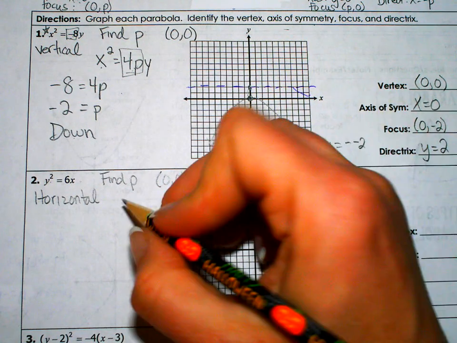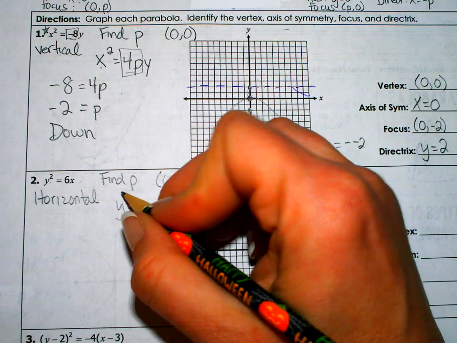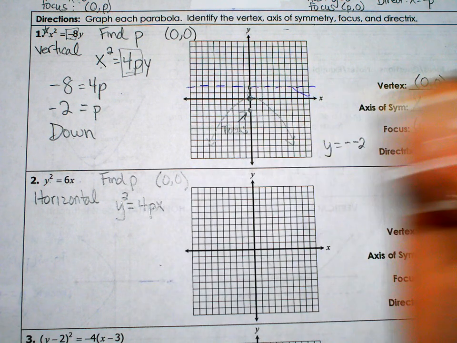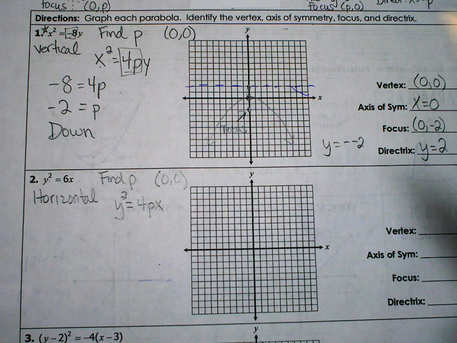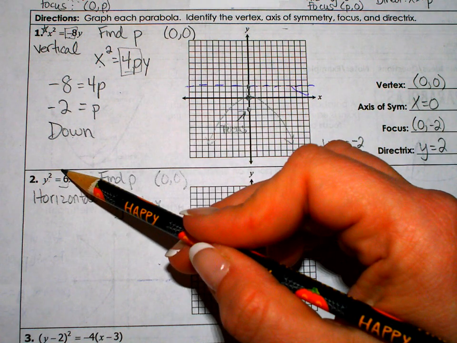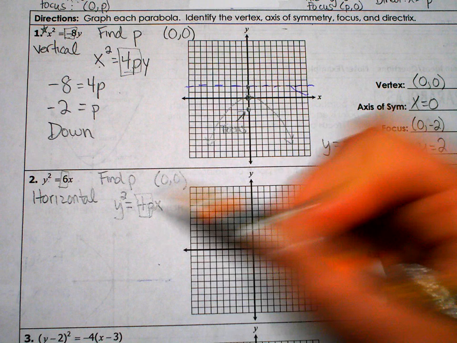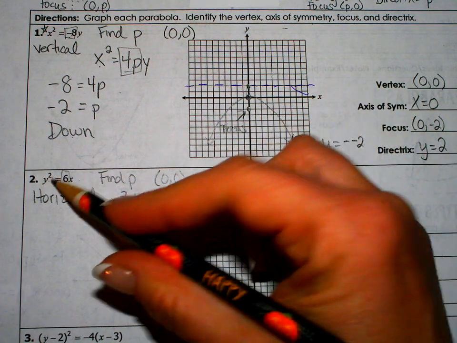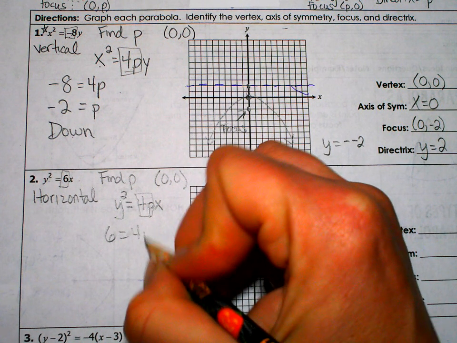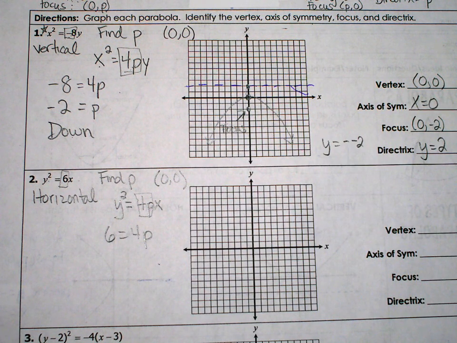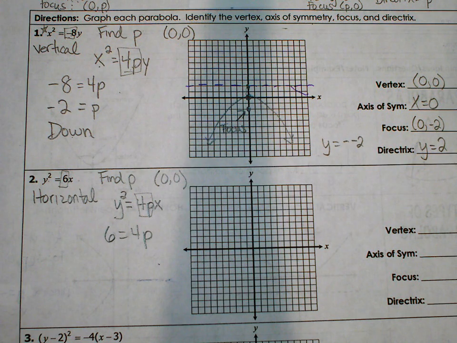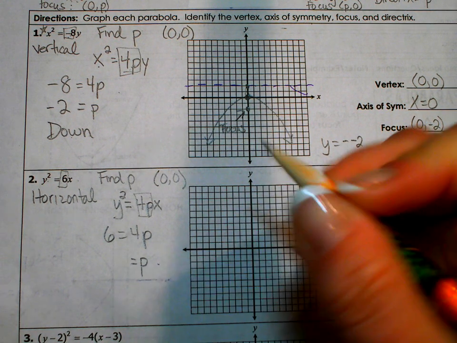The formula when my vertex is at 0, 0 is y squared equals 4 times p times x. Well, check this out. 6 is in my 4p spot, right? So that means that those boxes are going to be set equal to each other. 6 equals 4p. Let me change something on the lighting. I don't know if that's better. We'll see. Okay. Anyways, p equals 6 over 4.